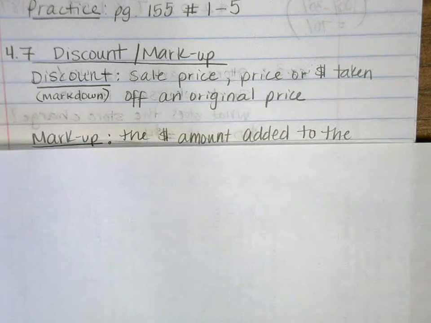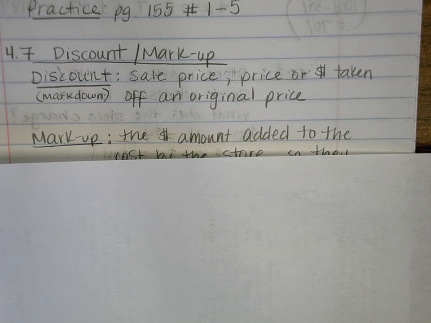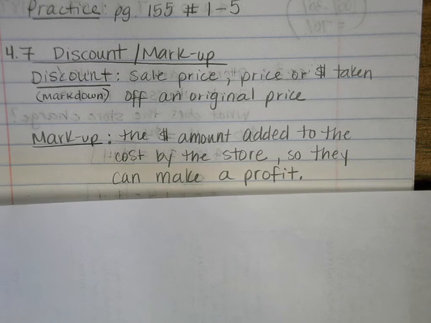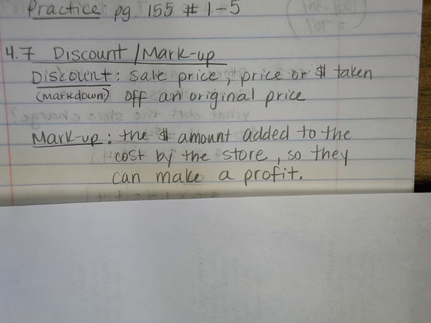And markup, you may not know as much about, but that's the dollar amount added to the cost by the store, so they can make a profit. Okay? So like they buy, I don't know, a movie, like a DVD for $1, and then they sell it to you for $10, right? That's the markup. So their profit would be $9, right? You guys all know stores do that, right?